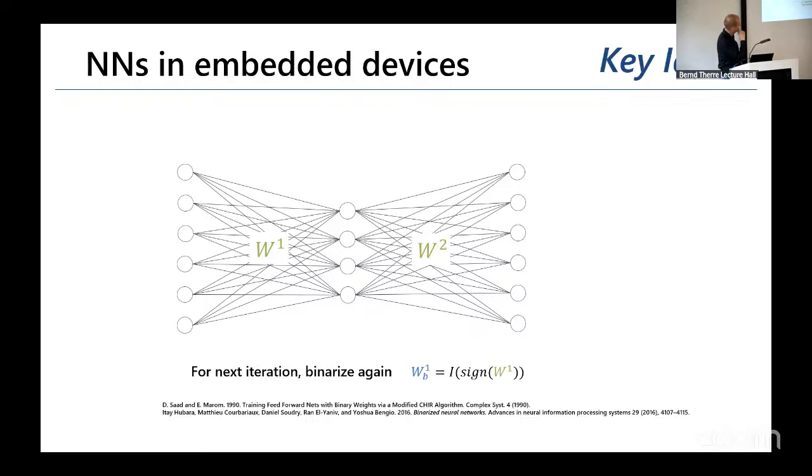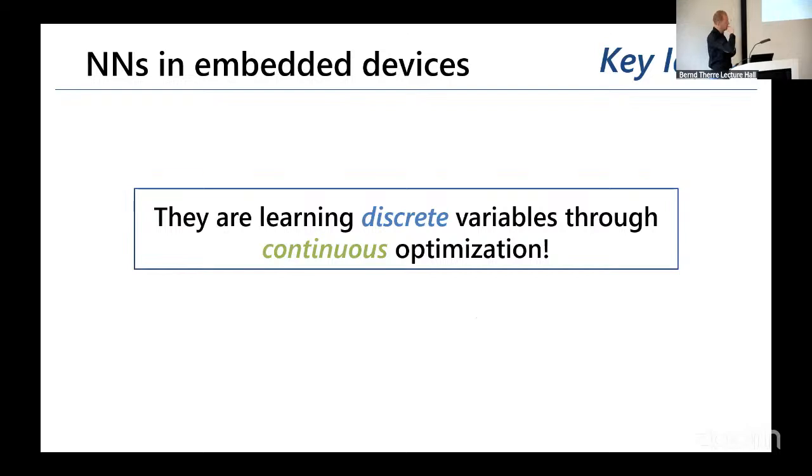And how do we do the binarization? Well, what they did back in the day, they just looked at the sign. So if it's a negative sign of the weight, it becomes 0. Otherwise, it's a 1. That's one way you can do it. Good. This is how we do it.